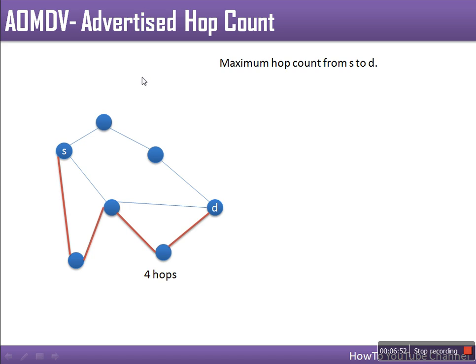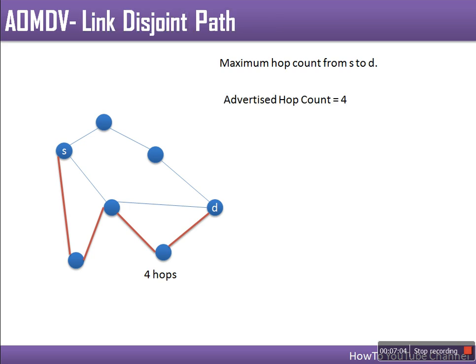Now in case we have multiple paths, there will be multiple hop counts. So which hop count will be shared with neighbors? That will be the maximum hop count, and this is known as the advertised hop count. So in this scenario, we can say the advertised hop count between S and D is 4.